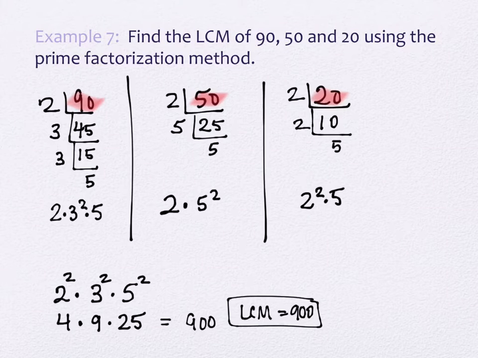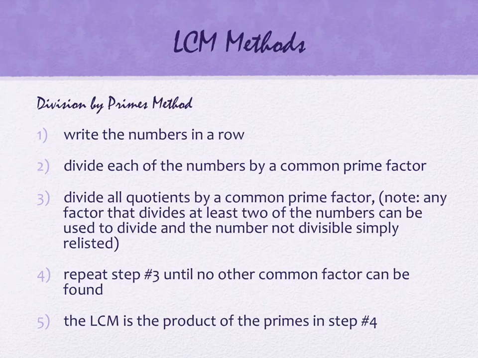Okay, so just like last time, my favorite is the division by primes method. So the division by primes method has us write the numbers in a row, divide all the numbers by a common prime factor, divide all the quotients by another common prime factor, and you keep going. There is a caveat to this.